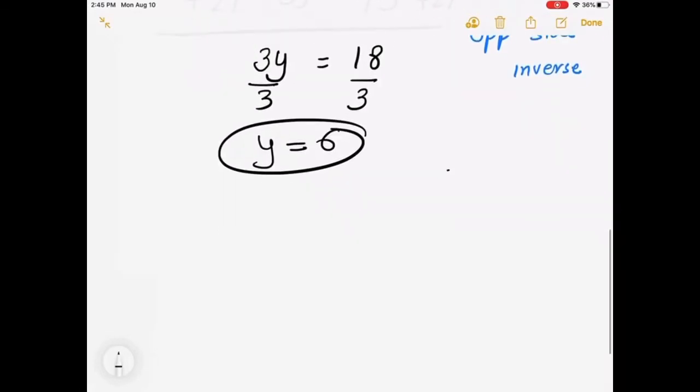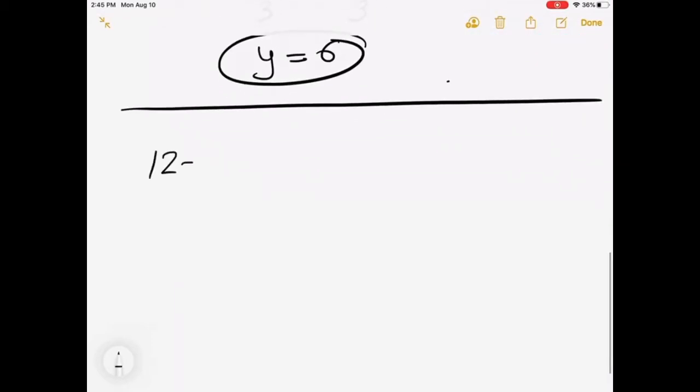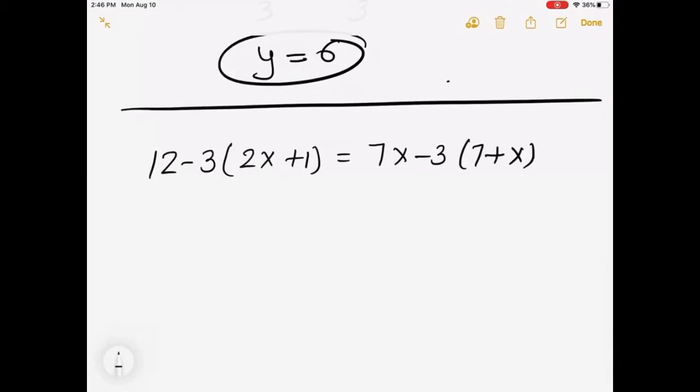Okay, I have one more example. So let me show you that. Let's say I have 12 minus 3 parentheses 2x plus 1 is equal to 7x minus 3 parentheses 7 plus x. If you look at it the first time, it feels like the scariest problem I've ever seen. So what I would do is make it look like a normal problem first.